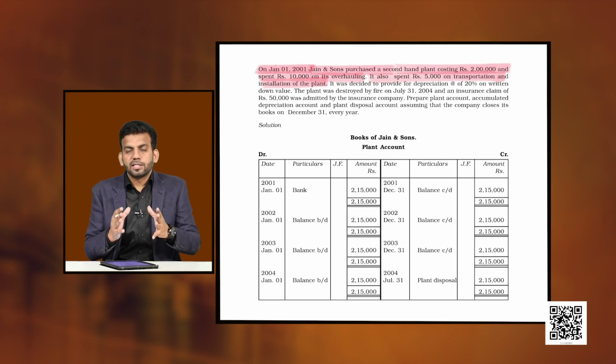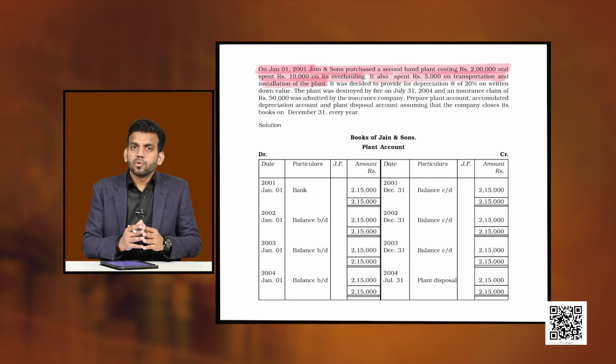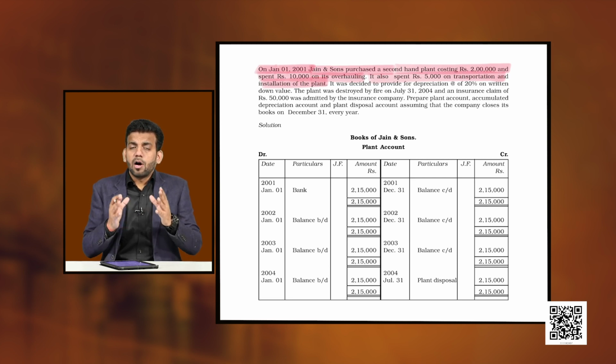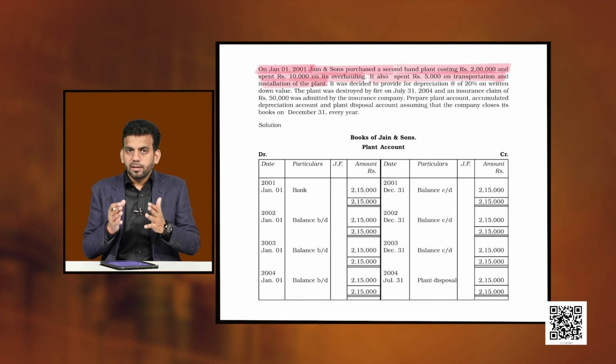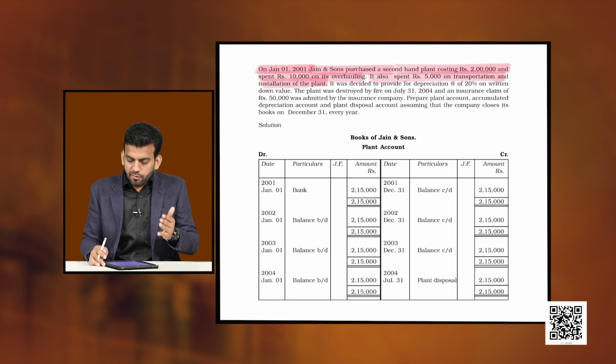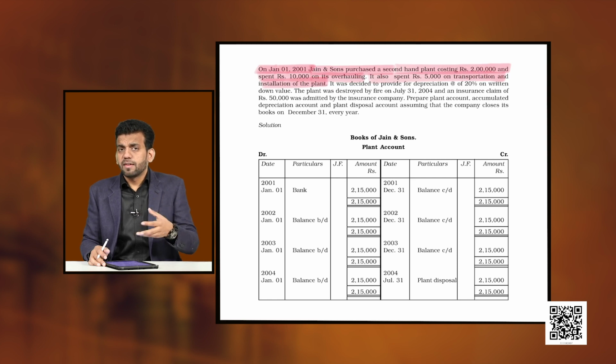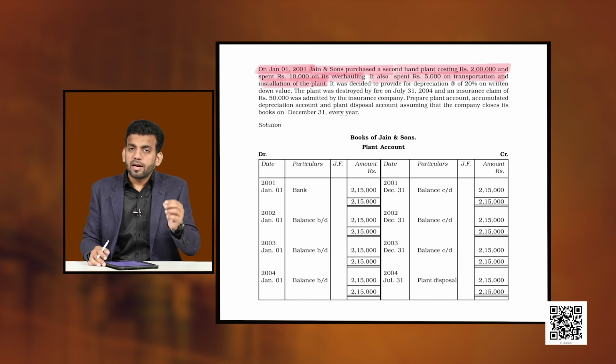Installation, transportation, etc. Whatever expenses are incurred, these expenses are meant for putting the asset into use. So all these expenses are of capital nature, so they are going to add to the cost of the machine. Like in the question, we have spent rupees 2 lakh for the machine, then 10,000 and 5,000 on transportation and installation. So that is 2 lakh plus 10 plus 5, 2 lakh 15,000. Combined, the machine is costing rupees 2 lakh 15,000 to the firm.